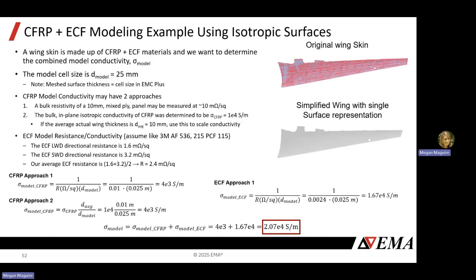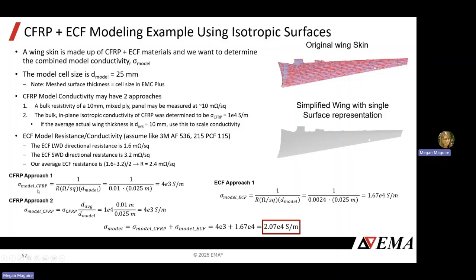With actual numbers, let's say we have a wing that is CFRP with ECF. Our model cell size is 25 millimeters, and remembering that the effective surface thickness seen by the solver for this surface is that cell size, so 25 millimeters. There are two different approaches, as we mentioned before. Let's say you have a 10 millimeter panel that's 10 milliohms per square resistance. Or you can say your bulk conductivity of the CFRP is 1e4 Siemens per meter. You then use the 10 millimeter thickness to scale this value.